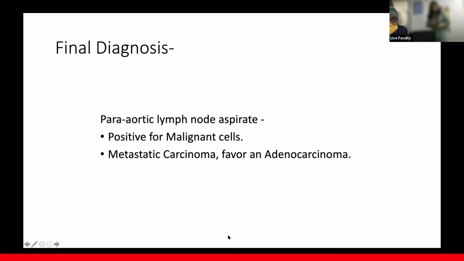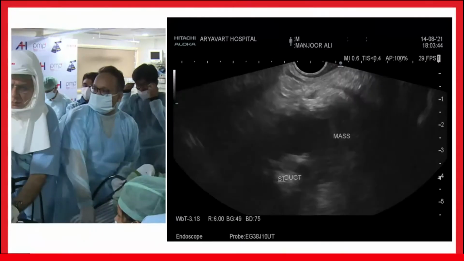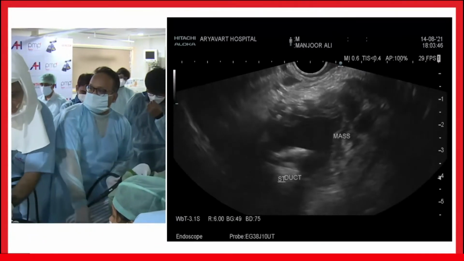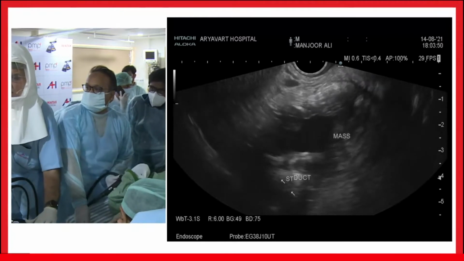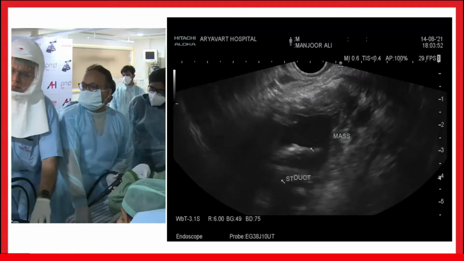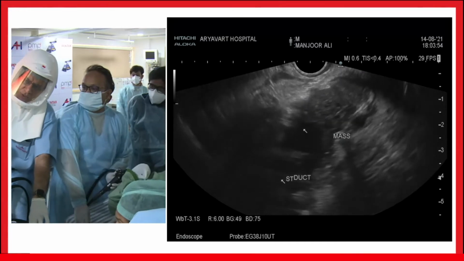So we are back now. I'd like you all to focus on the mass. We can see the duct proximal to the mass, which is grossly dilated. It's an obstructive pancreatic mass. This is the duct which is proximal.